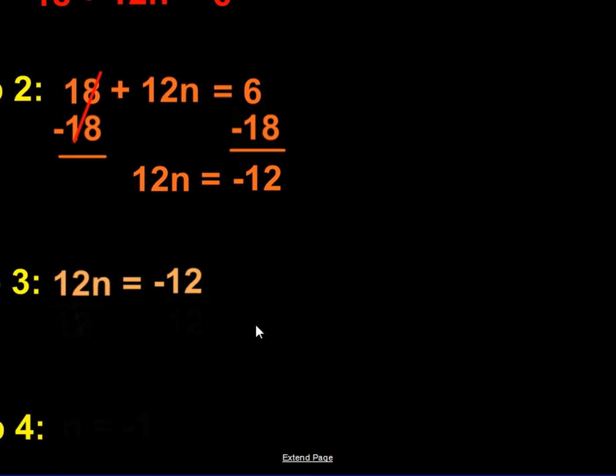Step 3. Remember, our goal is always to isolate the variables, so we want to get rid of that 12, and we do that by dividing. And if we did it to this side of the equal sign, we certainly will do it to this side. Bring down the n, and of course 12 divided by 12 is going to be 1, and it's negative because one of the 12s was negative.